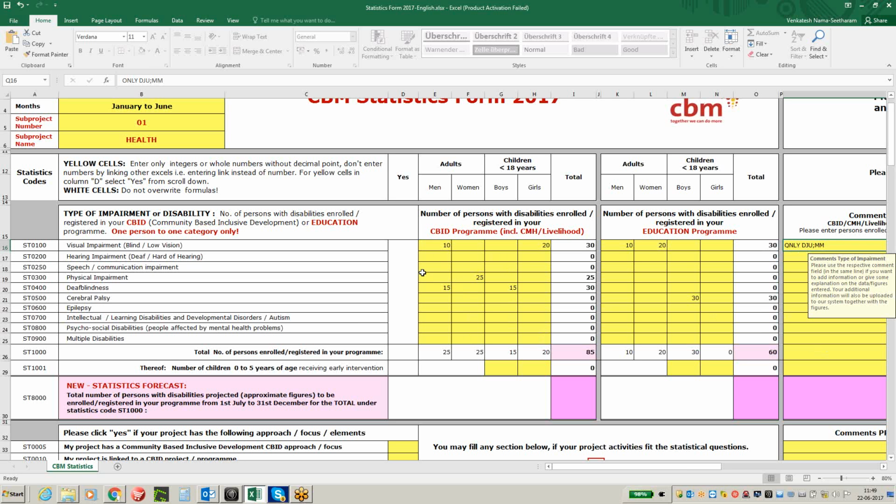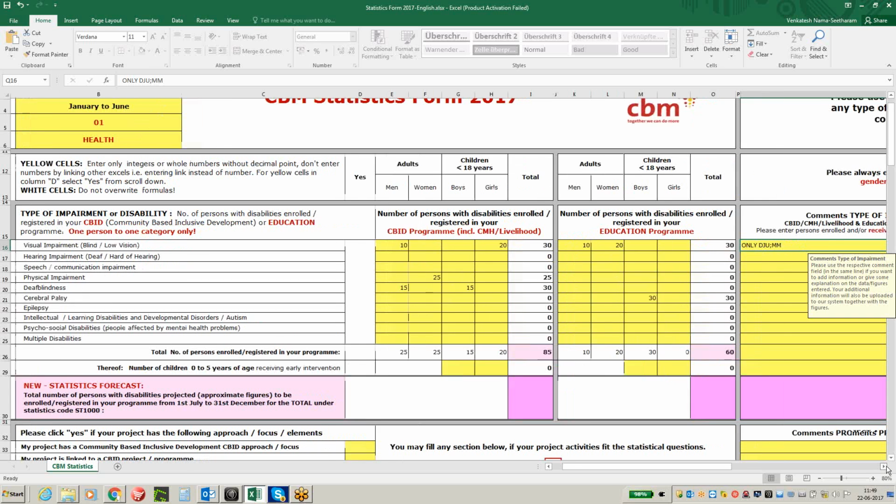So this is related to CBID registration, or people enrolled for CBID, and here they put the people enrolled for education. In the beginning, for January to June, they'll just put whatever people are there at their project at the beginning of January, plus the people who are being enrolled during January to June. This is the section they need to fill in.